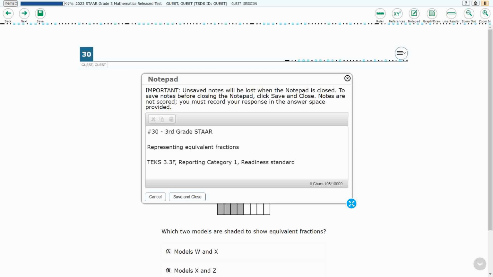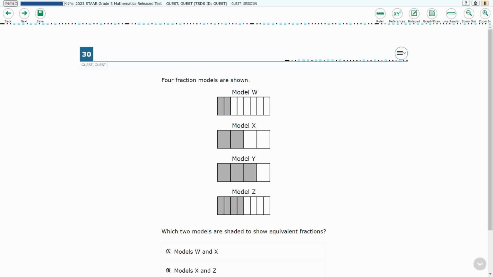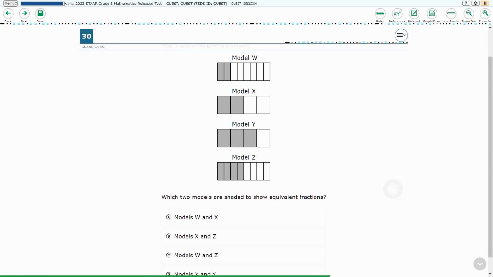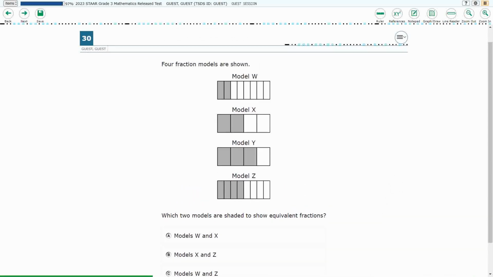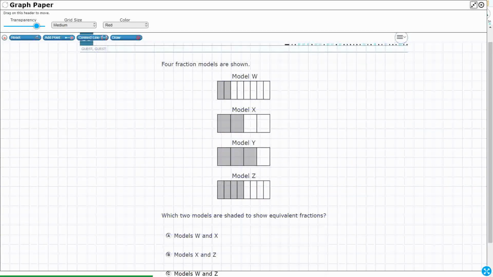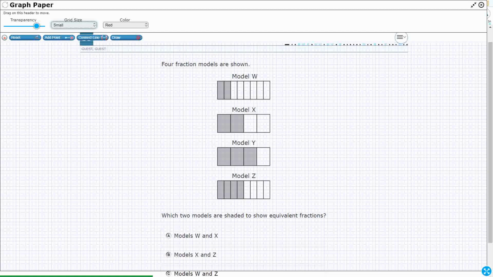For number 30, we are representing equivalent fractions. This is TEKS 3.3f, a readiness standard in reporting category 1. So I've got 4 fraction models shown. I need to find 2 that are equivalent, right? So thankfully, these fractions are aligned here, so we can just draw a straight line, and I'm going to change the grid size here, and draw a straight line.